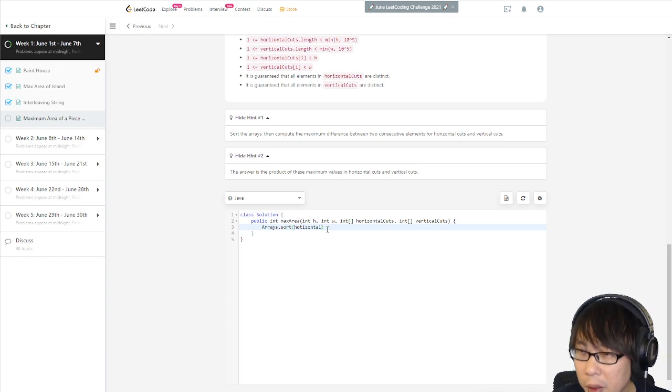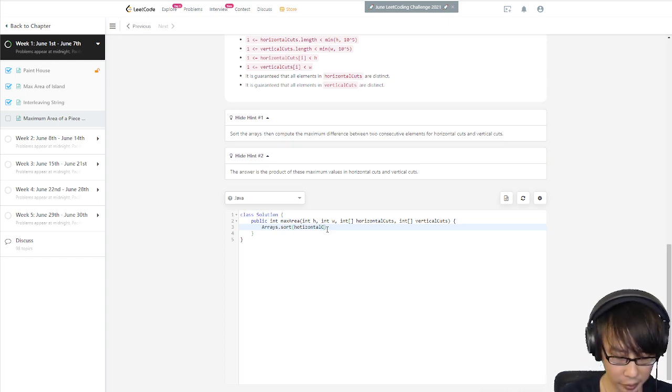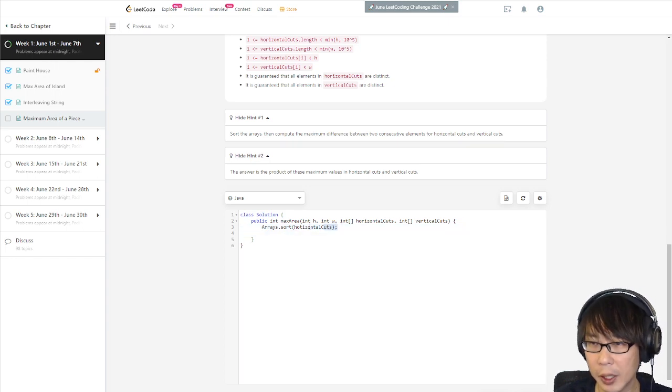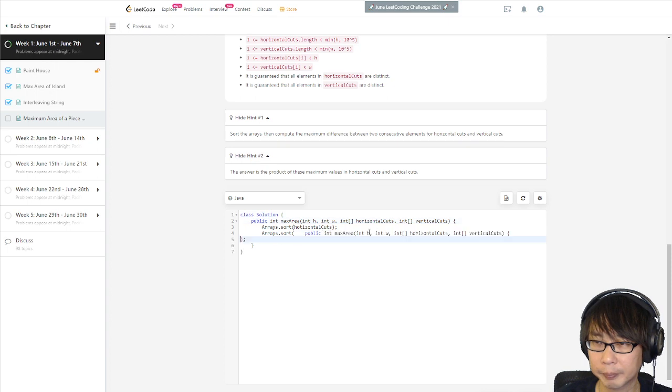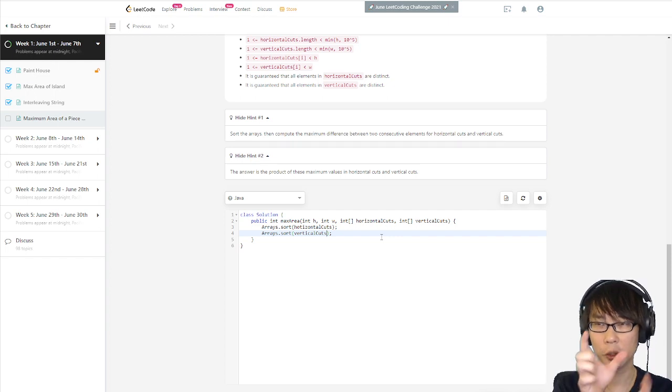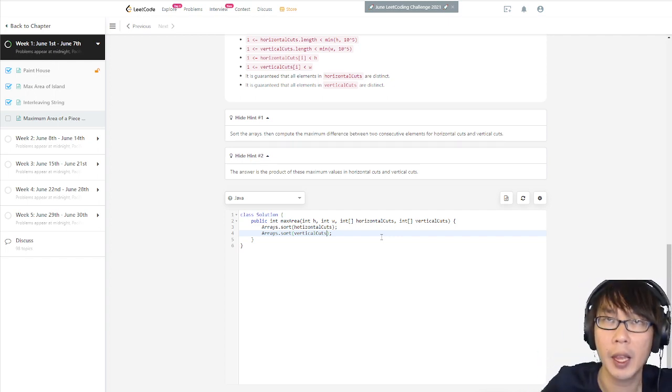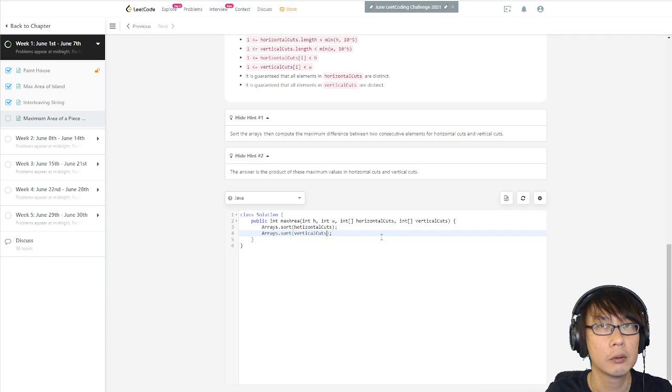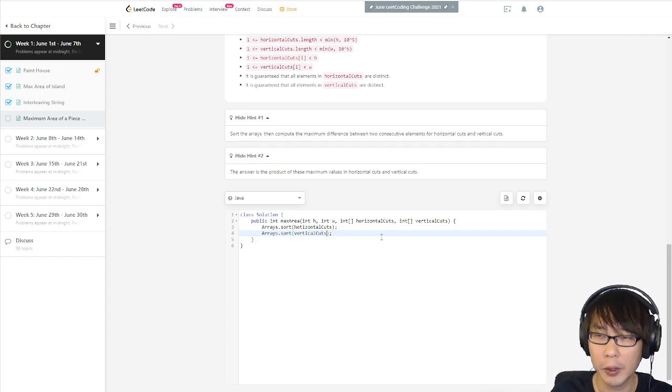horizontal cuts. And we do the same thing for the vertical cuts. So, oh God, what am I doing? So now that we sort both, it's starting from the smallest, right?